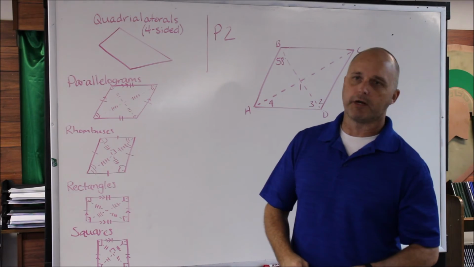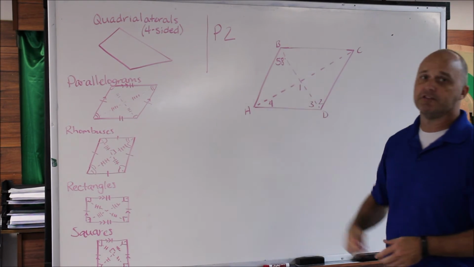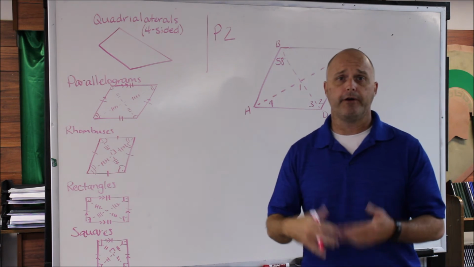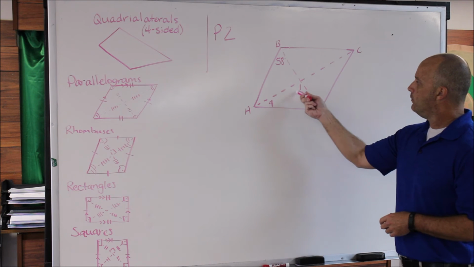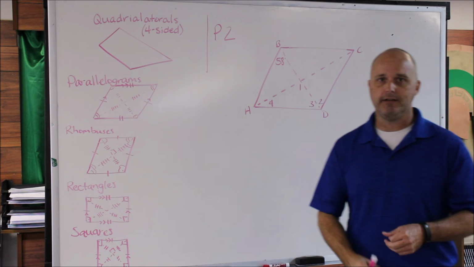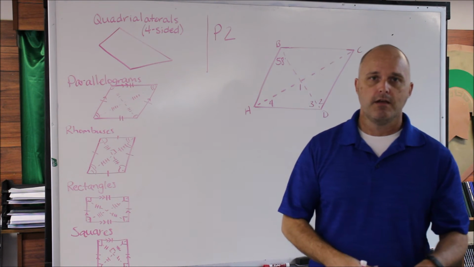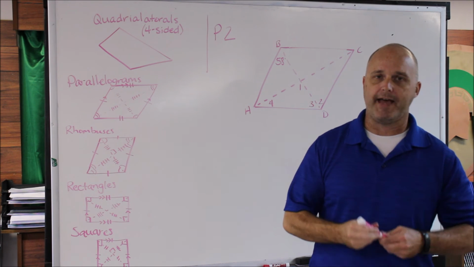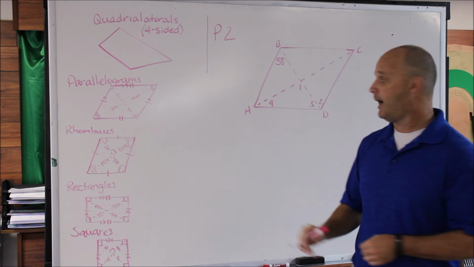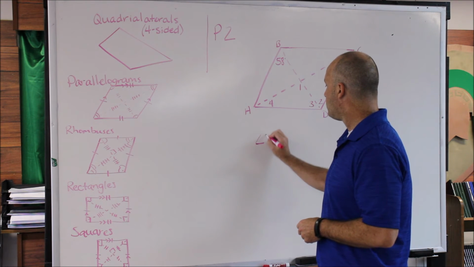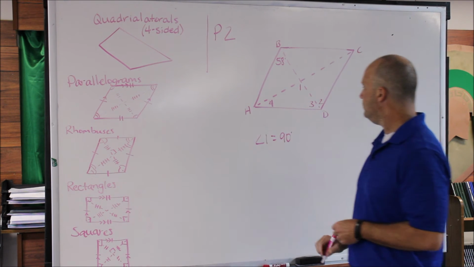In problem number 2, we're given that ABCD is a rhombus, and we're asked to find the angle measures of all of the numbered angles. So angle number 1 is here at the intersection of the diagonals. One of the rules that we know for rhombuses is that anytime you have the intersection of diagonals, they're always going to be perpendicular bisectors. So that means that angle number 1 has to be 90 degrees.